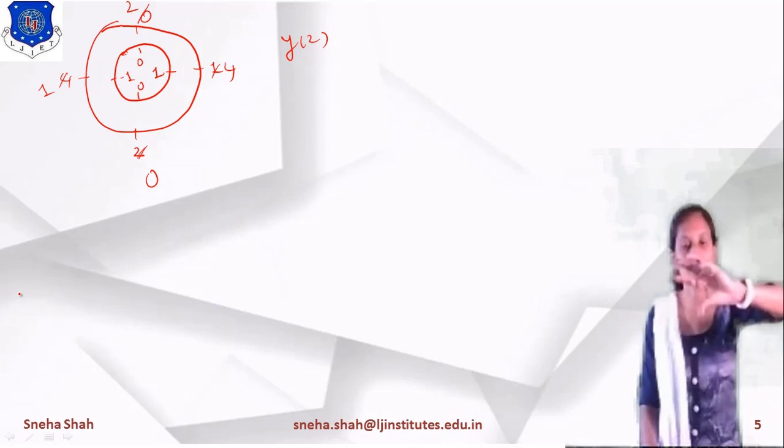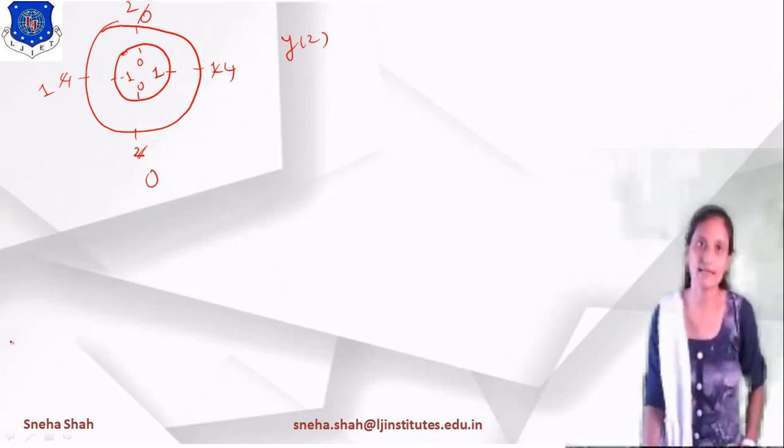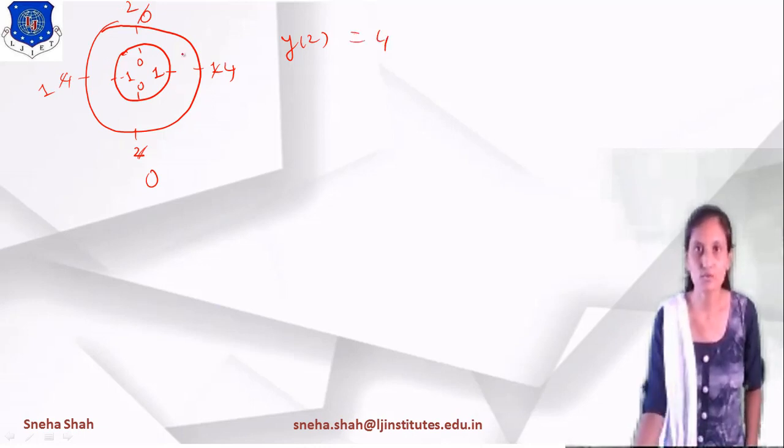So we have moved the outer circle 2 times in the anti-clockwise direction. Now if I multiply these 2 terms, 1 into 4 means 4, 0 into any term means 0, minus 1 into 1 means minus 1, 0 into 0 means 0. So the overall answer is 4 minus 1, which means 3.